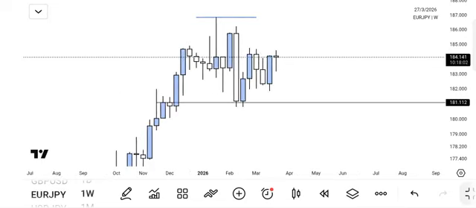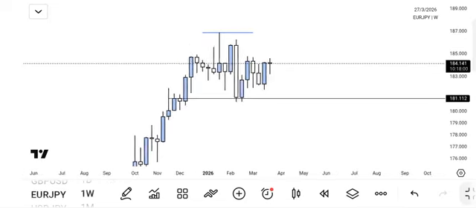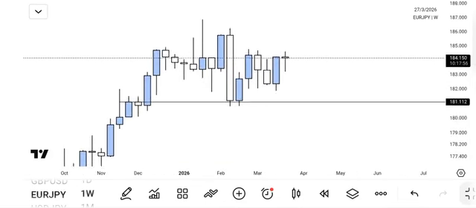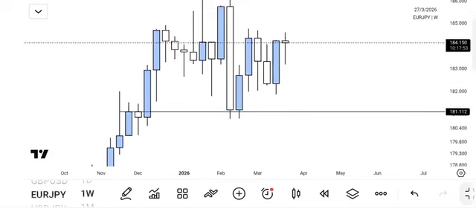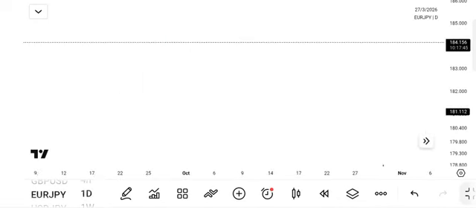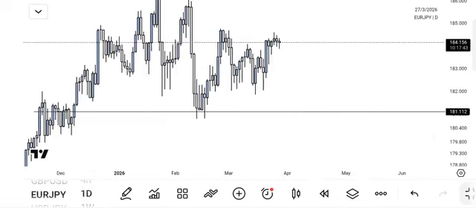But when you are looking at it from the weekly, playing it from the weekly, we want the daily to give us a confirmation of everything that is going on here. Then come down to the daily time frame.